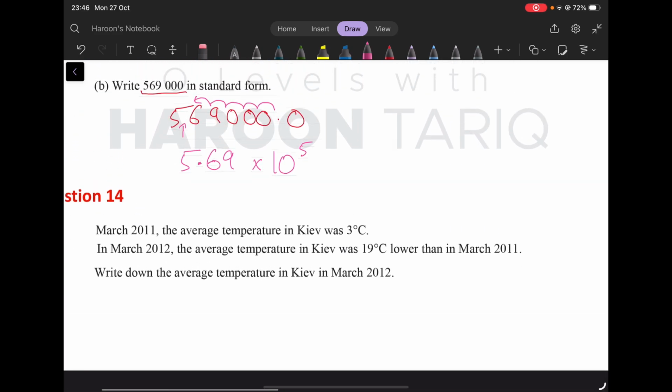That's the reason. Now next, in March 2011, the average temperature in Kiev was 3 degrees Celsius. In March 2012, the average temperature in Kiev was 19 degrees lower. So it was 19 degrees lower. So we just need to subtract 19 from 3 to find the final answer, which would be negative 16 degrees Celsius.